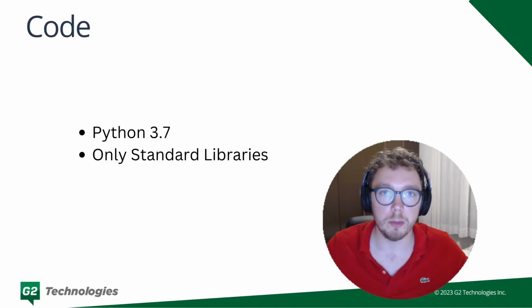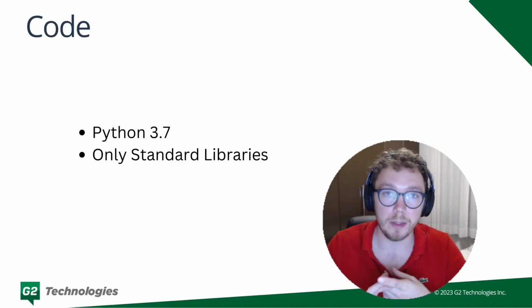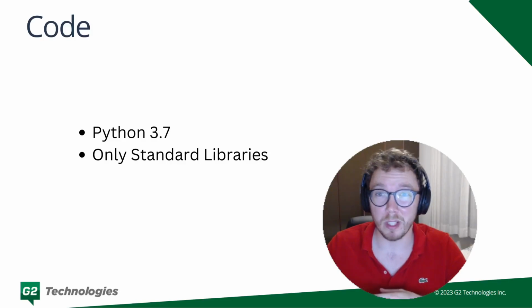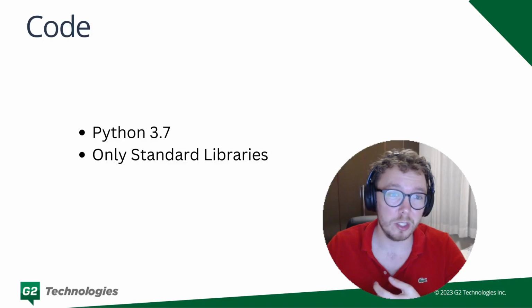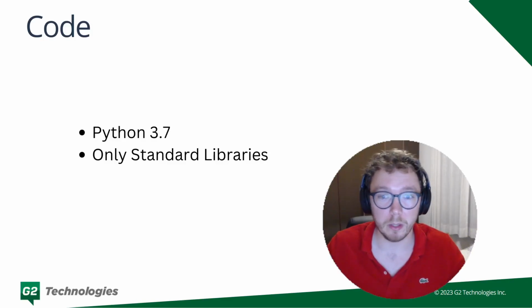Obviously, this is going to be about Python. What's important is that it's on Python 3.7 and only standard libraries are allowed. This is why we're not able to parse Excel sheets, because we can't open them without basically rewriting it from scratch. And why bother?